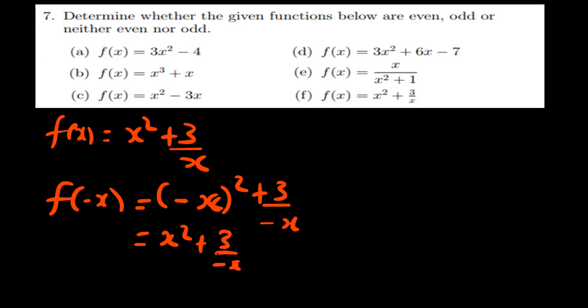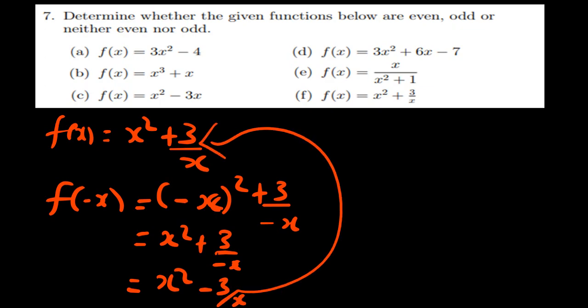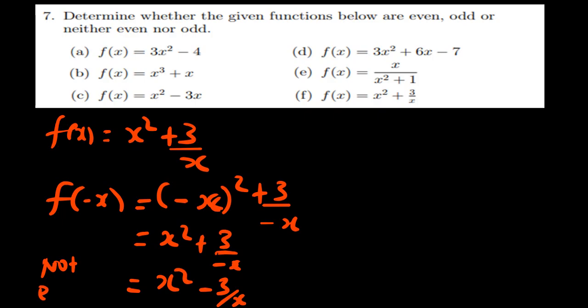So what is this? This will just be x squared minus 3 over x. This is not equal to that. So we are going to say it is not even. Now that you found that it is not even, check if it is odd, so that you also determine if it's neither.